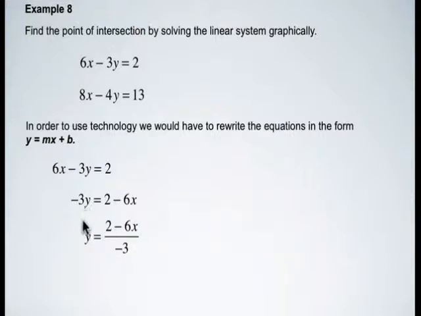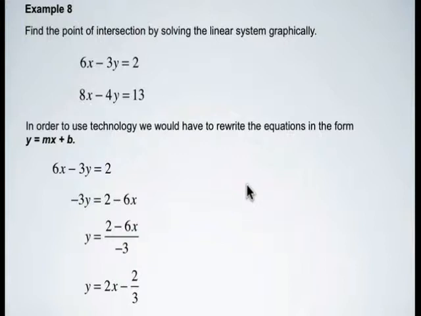And negative 3y divided by negative 3 is y, or 1y. And if we divide the right side by negative 3, we're going to simplify, and negative 6x divided by negative 3 is positive 2x. And 2 divided by negative 3 we can write as minus 2 over 3. So that's the first equation solved in y equals mx plus b form.